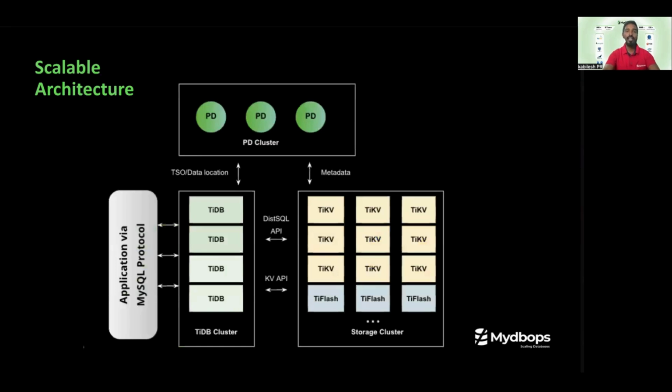TiDB comes with an architecture which is completely scalable. If you see in this architecture, there are three main components. One is TiDB, the other is the PD cluster, and the other is TiKV. Each component can scale individually. TiDB is your SQL layer, PD is your metadata manager, and TiKV is your row-based key-value, highly scalable storage layer. They intercommunicate with each other with the gRPC protocol, forming this entire TiDB cluster.